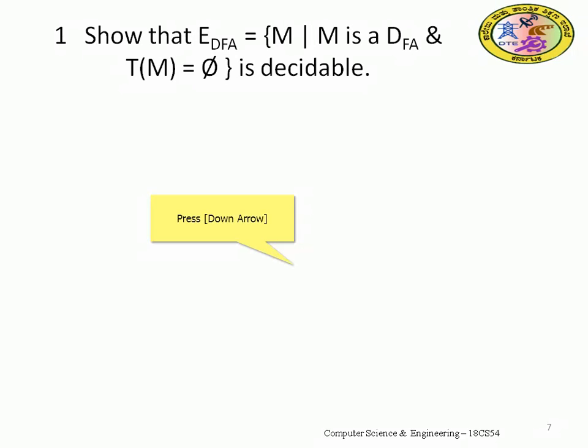The problem: the language of DFAs, where M is a deterministic finite automaton, and the Turing machine M is decidable. So what is M? M is a deterministic finite automaton, and the Turing machine M is decidable. Construct a Turing machine model as follows.